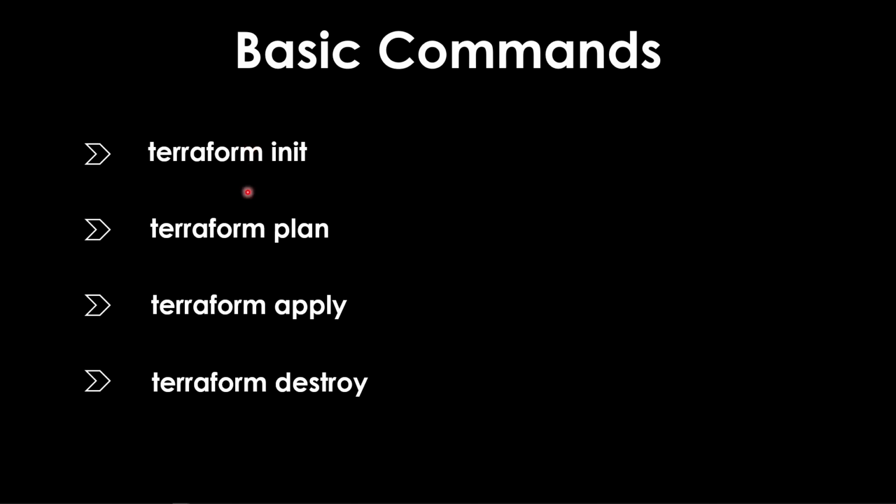Next is terraform plan. It generates an execution plan showing what Terraform will do when you apply your configuration. It's a dry run that previews changes without actually applying them. Third is terraform apply. It applies the changes defined in your configuration files, creating, updating, or deleting infrastructure resources as necessary.